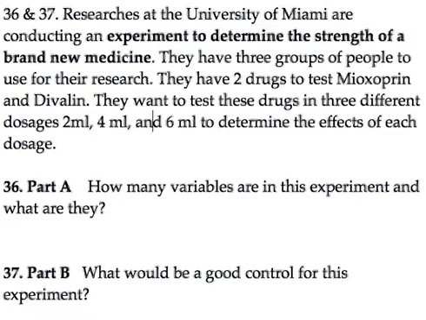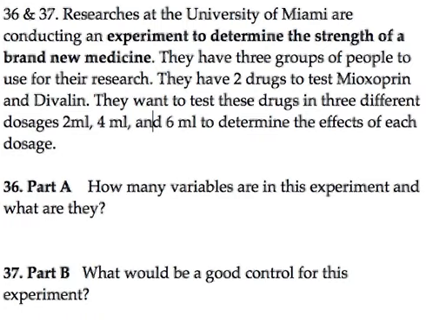Now, they have these three different groups of people that they can use for their research. They can split the groups up however they want. It just says they have three groups of people. They have two drugs to test, mioxaprin and divalin. So these two drugs, that's the first thing they're going to test. The second thing they're going to test is three different dosages for these drugs: 2 milliliters, 4 milliliters, and 6 milliliters, which is not a whole lot of the drug. But regardless, that's what the question says.